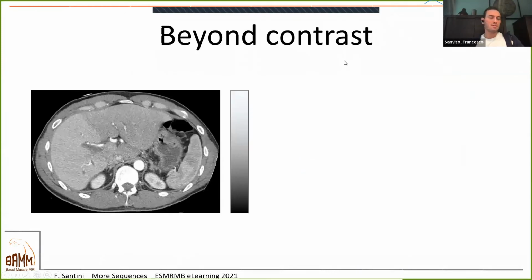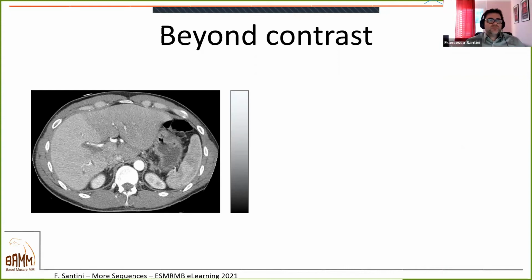Okay, in this last part, I would like to go a little bit beyond the contrast. So we've already seen that with the phase contrast imaging, we already obtain some quantitative data that are beyond the contrast. Also, the Dixon method can give you some information. But let's take a step back and reflect a little bit on our imaging experience.